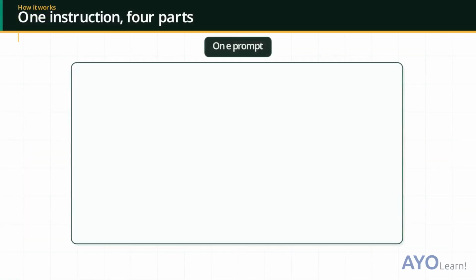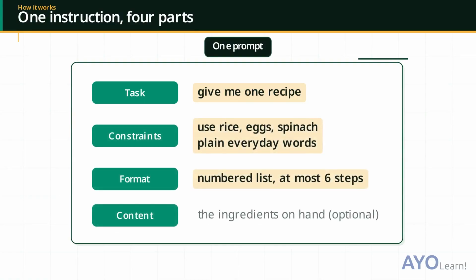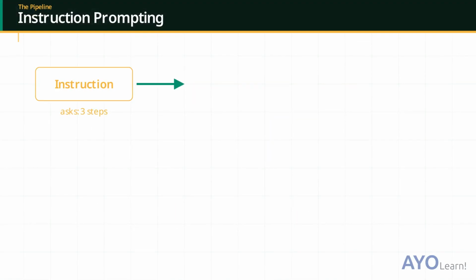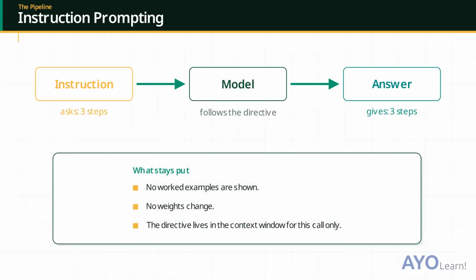Notice the parts: 1 clear task command, a few constraints as rules, then the output format, plus optional extra content, all wrapped in a single boundary, because this is still one whole prompt. The path is straight. An instruction enters the model, and the answer takes the shape it asked for. No worked examples, no weight changes. The directive lives only in the context window for this call.